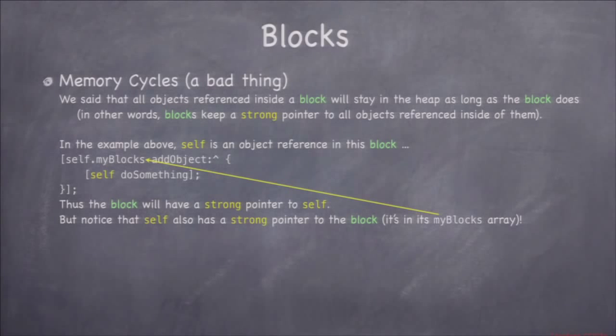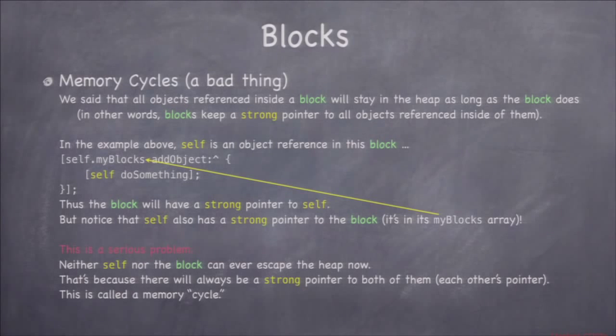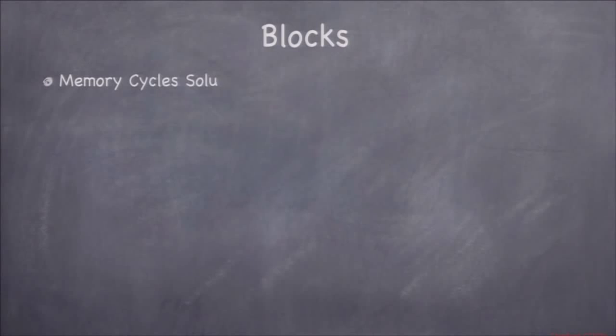So now both of them are pointing strongly to each other. The block is pointing to self, self is pointing to the block. Neither of them can ever leave the heap in that situation because there's always going to be a strong pointer to each other. One of them can't leave first and make it so there's no pointer to the other because they are keeping each other in. That's called a memory cycle. And we have to break these cycles. This is a serious problem. You definitely want to be able to break these cycles. And here's how we do it.